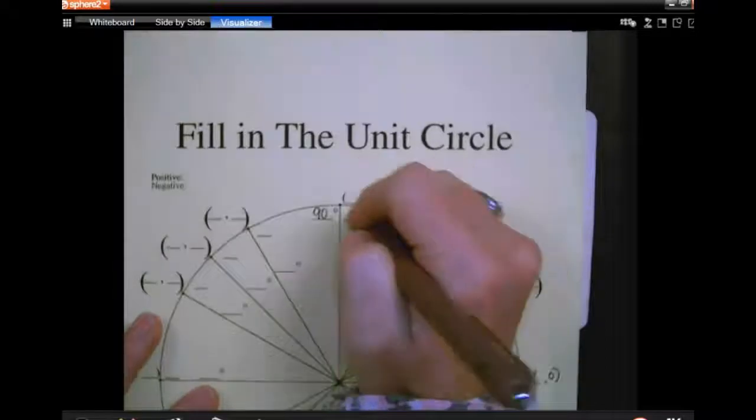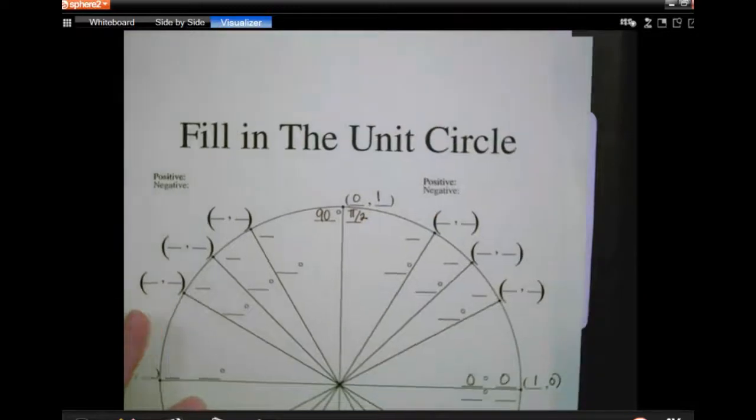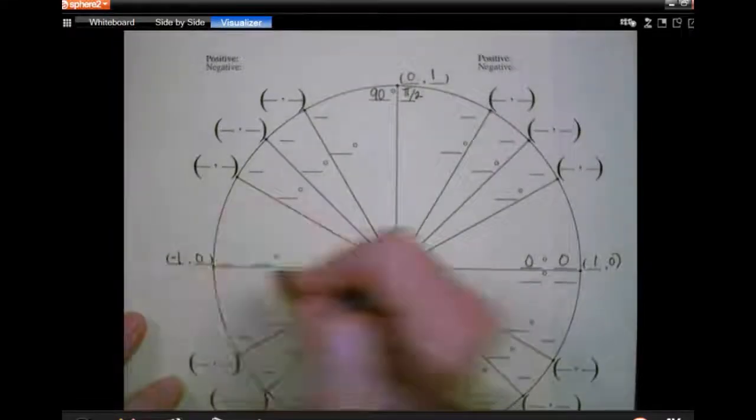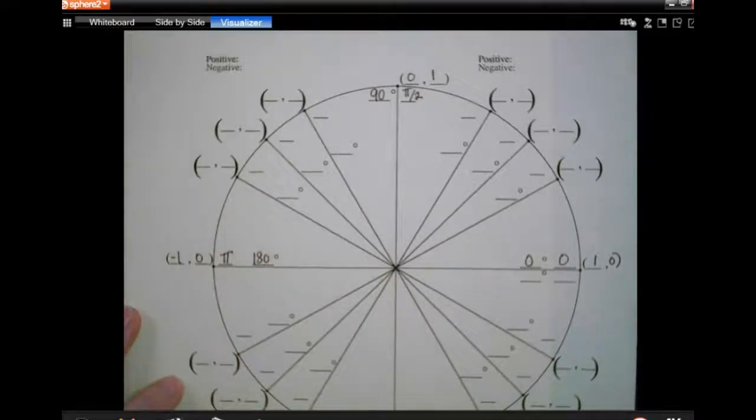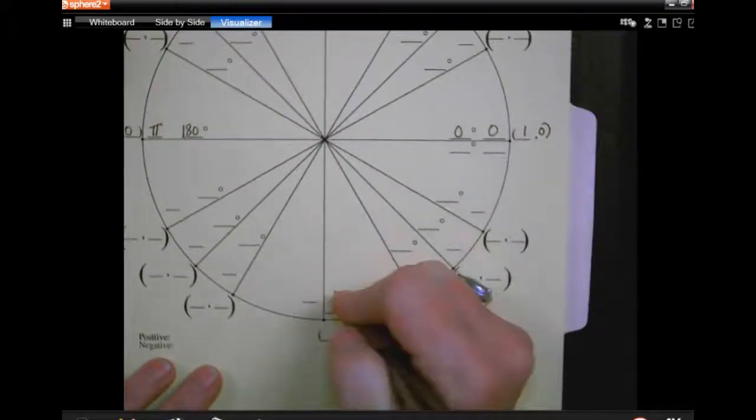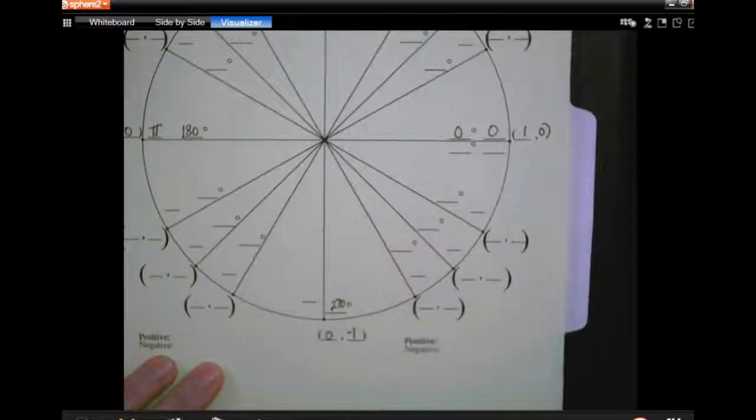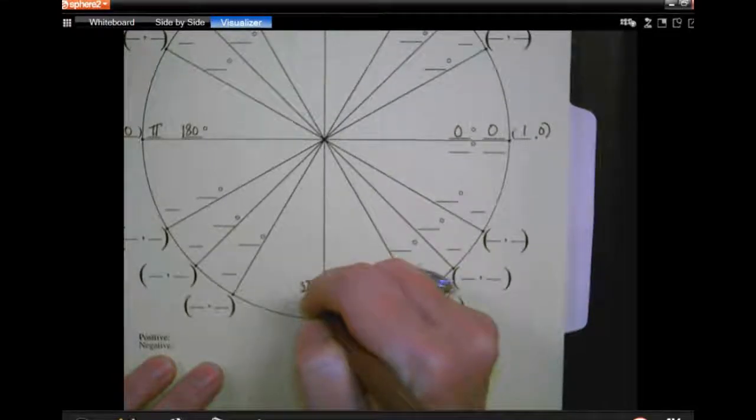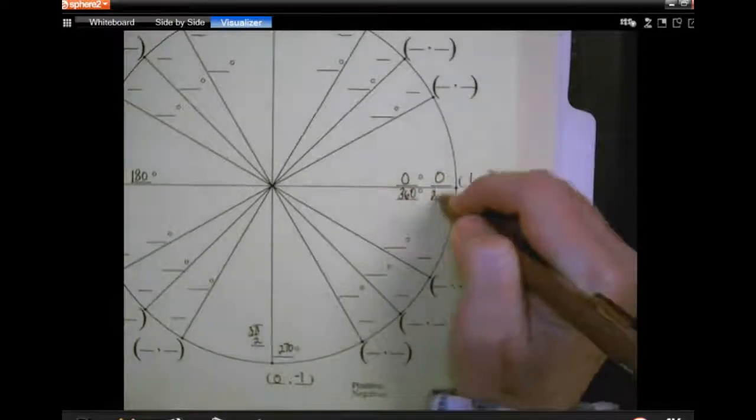This is 90 and pi over 2, and this is 0, 1. This would be negative 1 and 0. It's 180 degrees, and it's pi. At the bottom is 270. I know this is 0 and negative 1. And this is 3 pi over 2. And to finish it off, this is 360, and that's 2 pi.